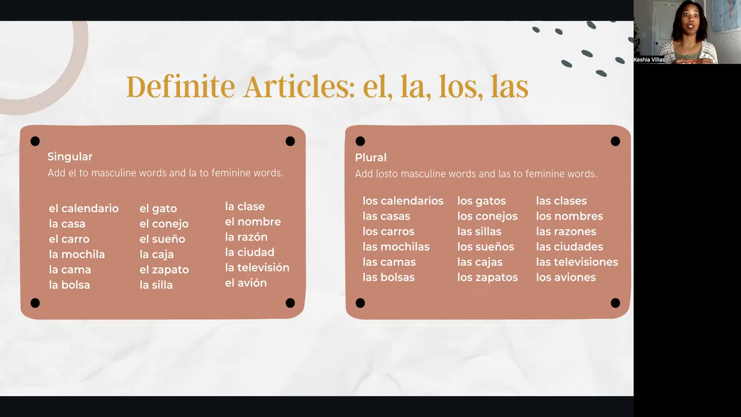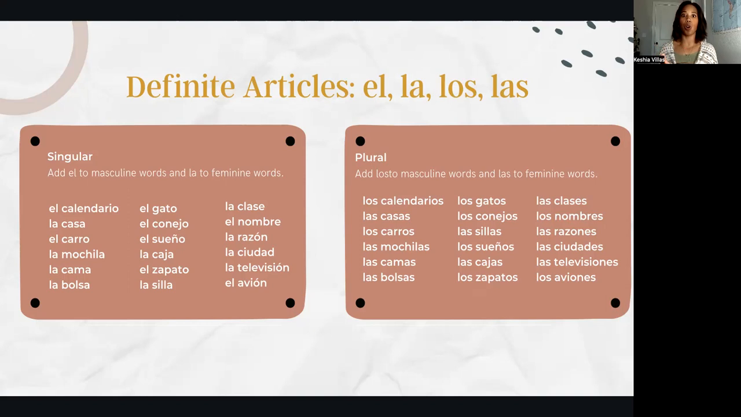For our masculine nouns that are singular, we're going to add el. For our feminine words that are singular, we're going to add la. Let's read these together. El calendario, la casa, el carro, la mochila, la cama, la bolsa, el gato, el conejo, el sueño, la caja, el zapato, la silla, la clase, el nombre, la razón, la ciudad, la televisión, el avión.